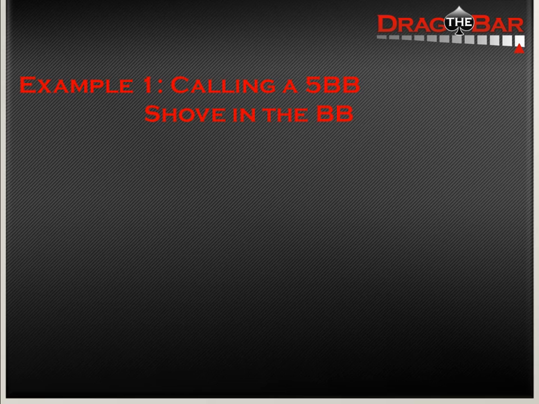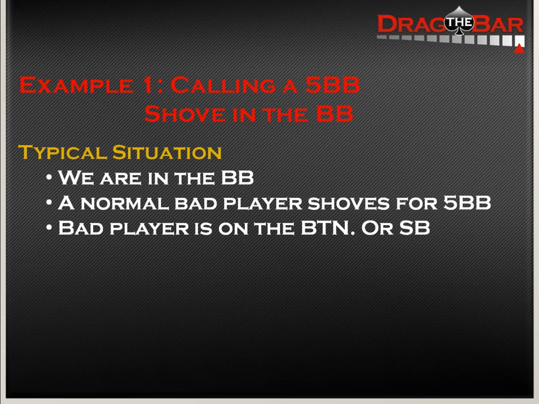So the first example is when we're in the big blind and somebody shoves 5 blinds into us from either the button or the small blind. And this is a typical situation. Usually when we're calling all-in shoves, we are in the big blind or in late position. The reason we look at the big blind is because typically we need to be a little bit tighter than this if we're not in the big blind, since we won't have put as much money into the pot, and also because people are left to call behind us. And if people can call behind us, we need to be a lot tighter than this situation.